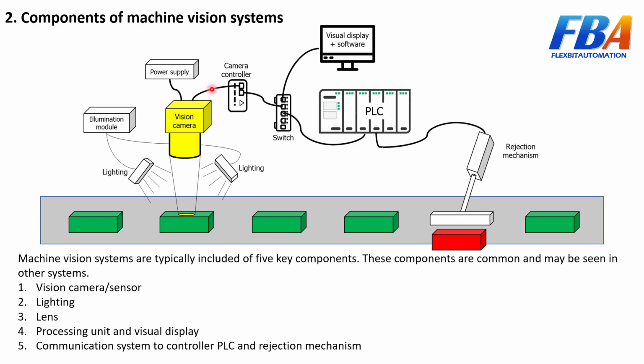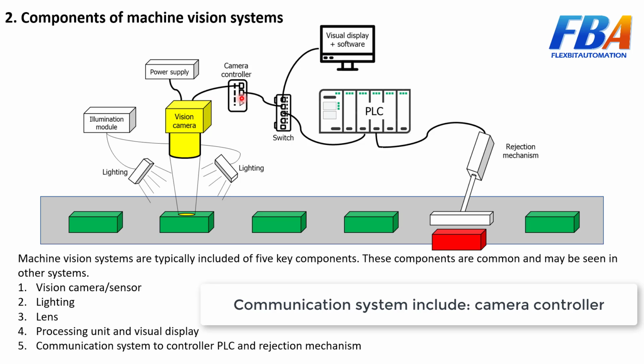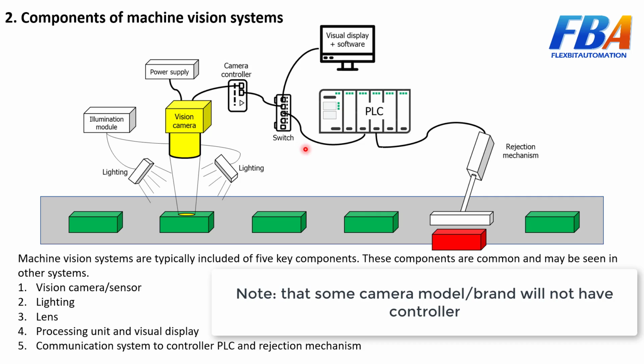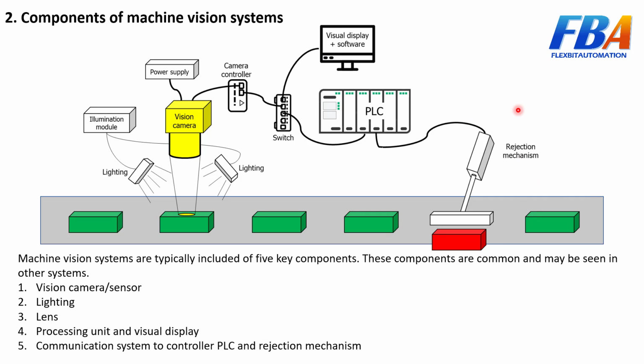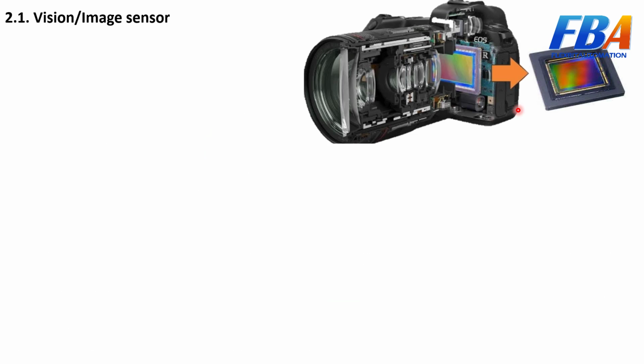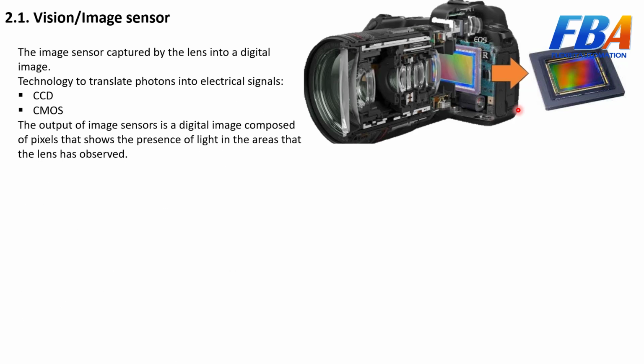And the fifth one, the communication system, including the camera controller here. Please take note that some camera models or brands will not have the controller. And the next one in the communication system is the PLC. And the next one, the rejection mechanism. Okay, now we come to the detail of each component.